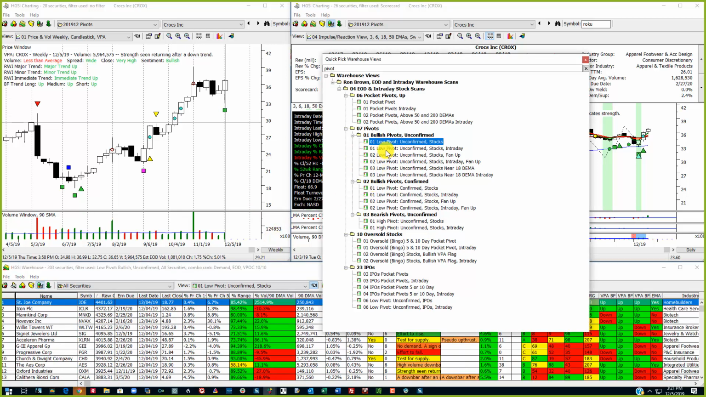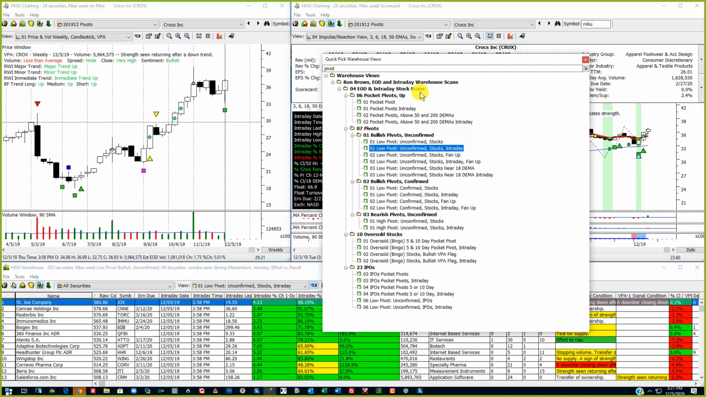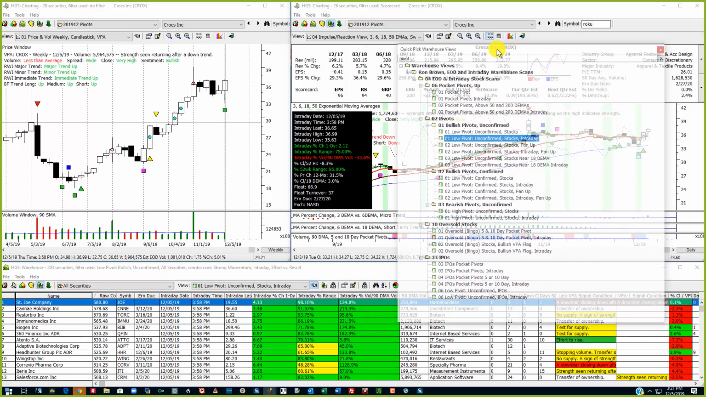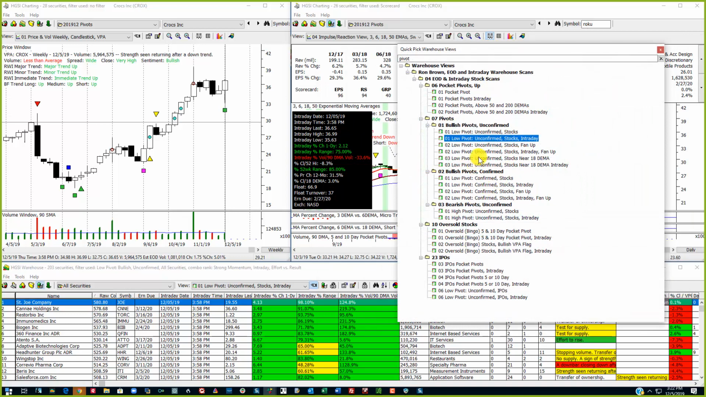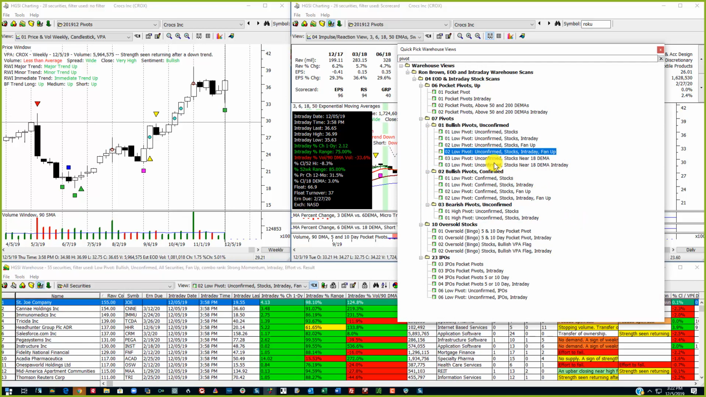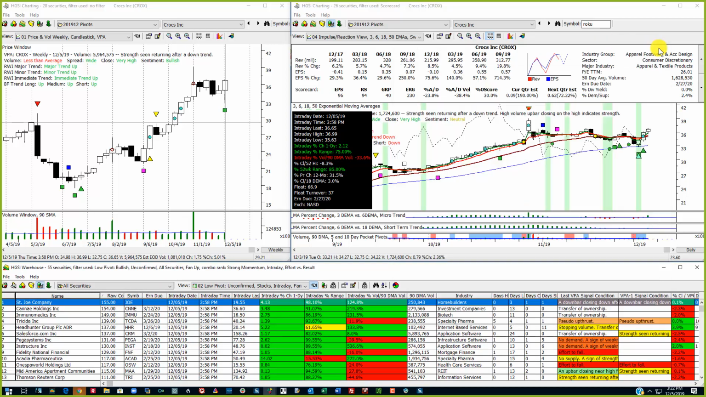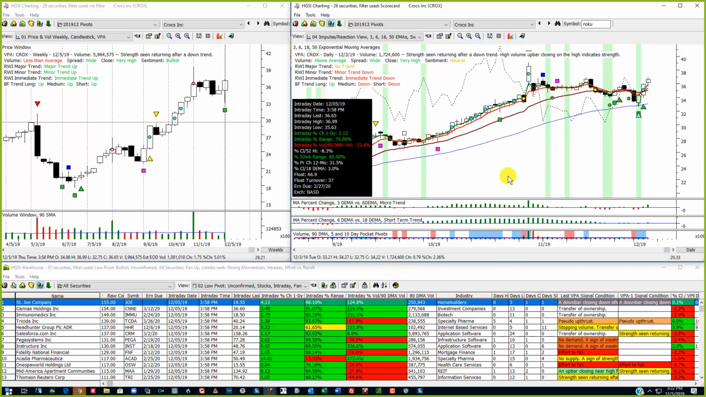And here's the intraday low pivots from today. Primarily, I'm interested in stocks number 2. Stocks intraday with the fan up. With the fan up, it means the stocks, well, here, let me go to a chart above this.